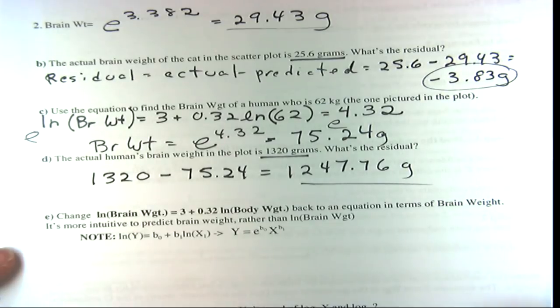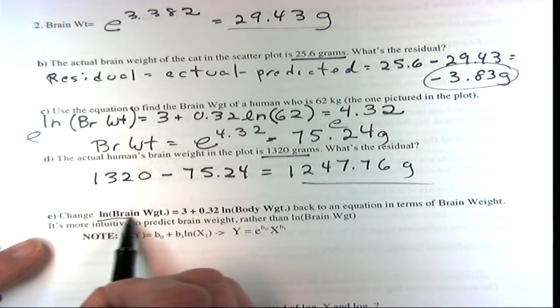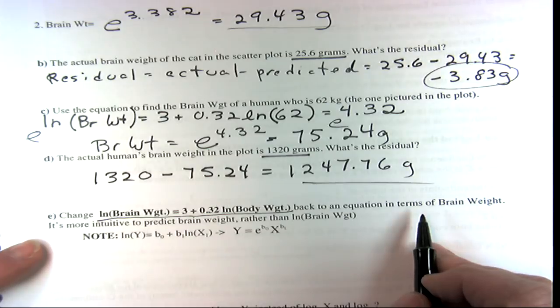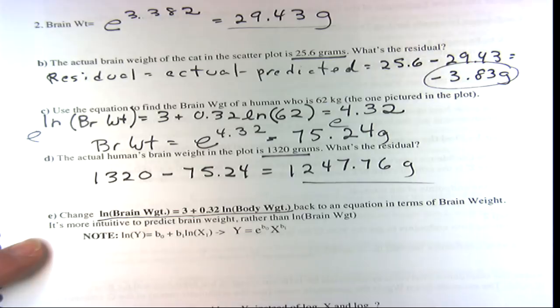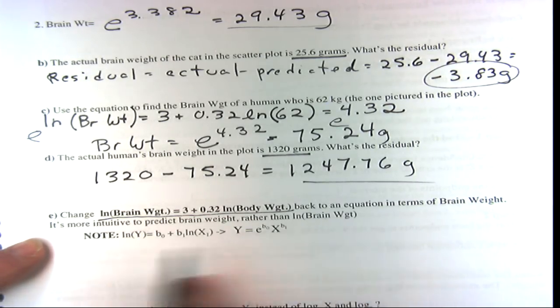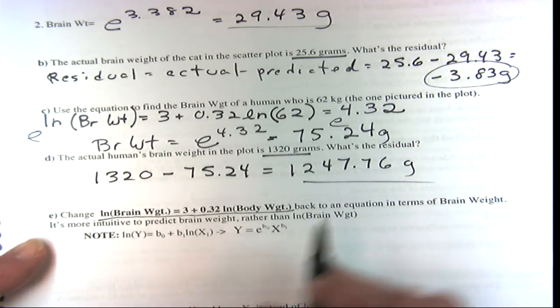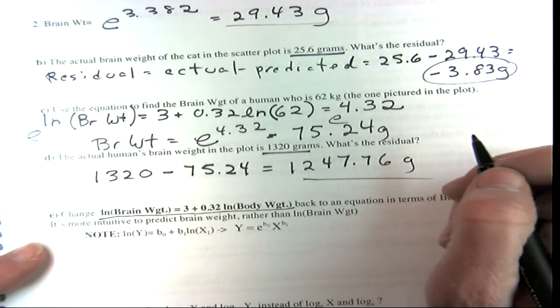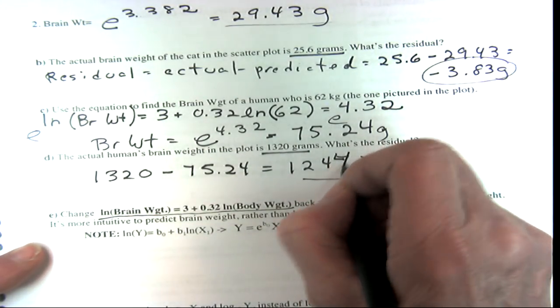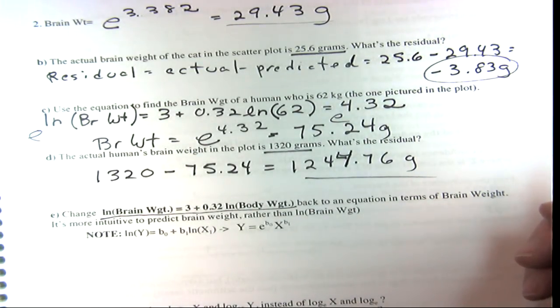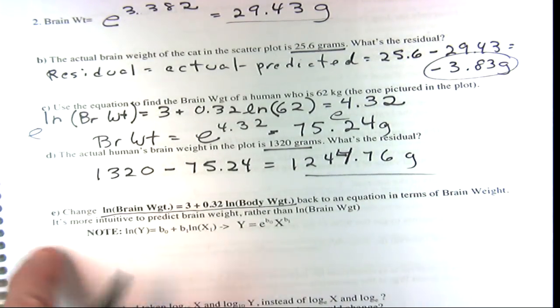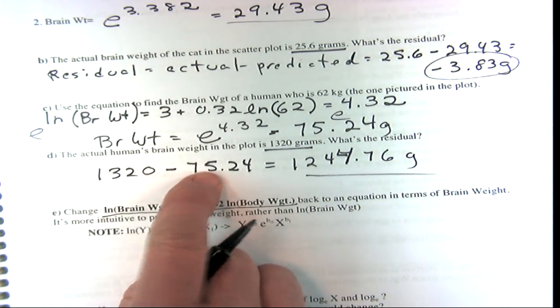All right. So now we've got this equation in logs. Let's change it back to an equation in terms of brain weight, because it's more intuitive for most people to work in the actual weights rather than the logs. Oh, yes, it is 44, right? Yep, sorry, I copied it down wrong. Thank you. Thanks for that correction. Because it has to be. Look at that. All right.